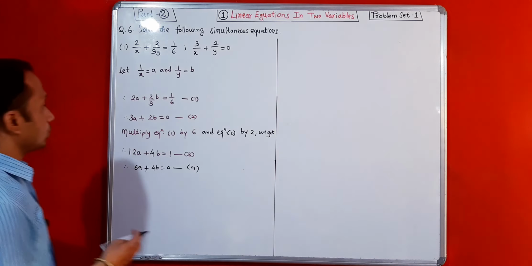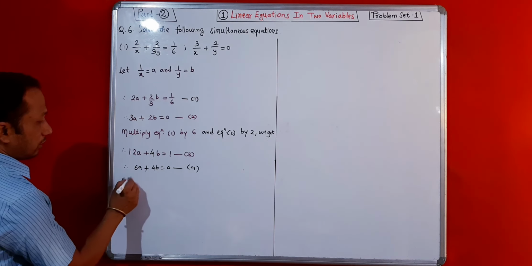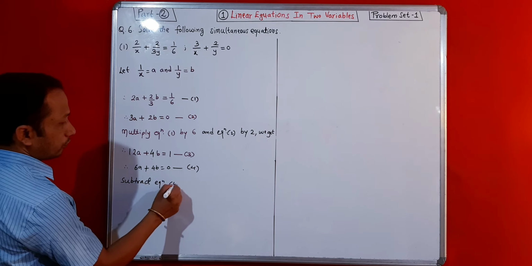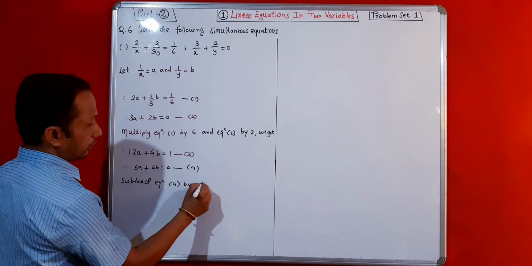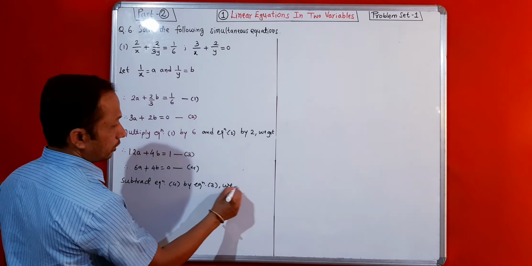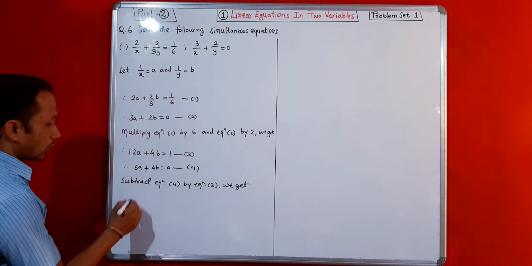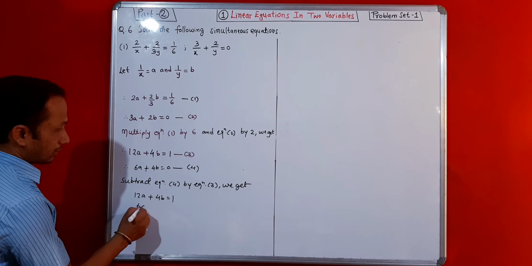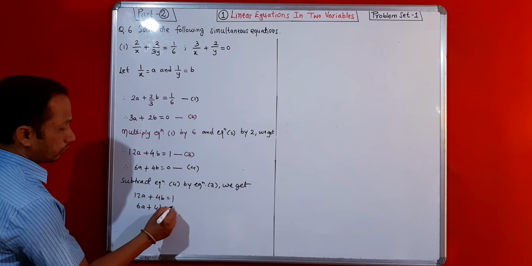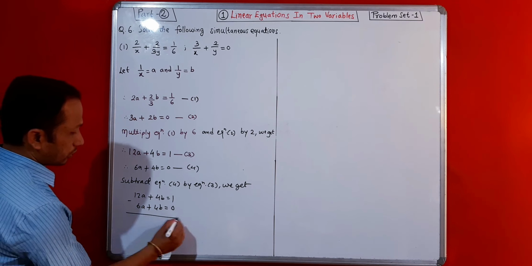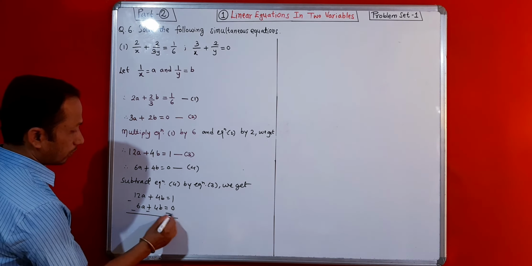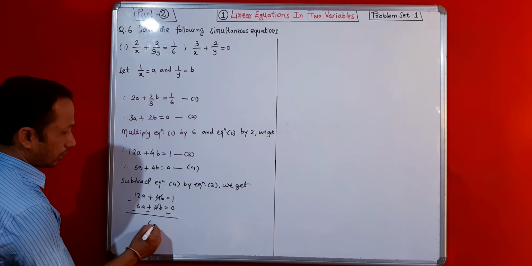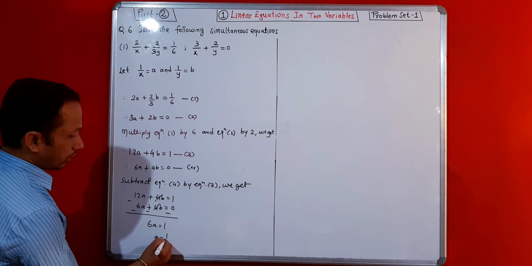So we'll subtract, with this little change. Actually, subtract equation 4 from equation 3. So 12a plus 4b is equal to 1, 6a plus 4b is equal to 0, and just do the subtraction. 4b minus 4b get cancelled, so here 6a is equal to 1, so a is equal to 1 upon 6.